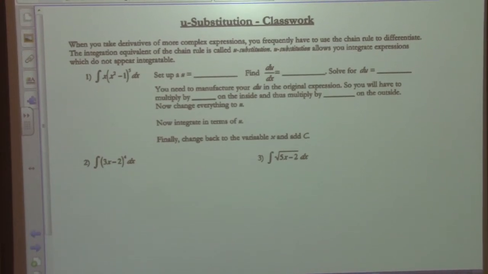Okay, we're going to be continuing on U-substitution. When we talked about U-substitution yesterday, we said U-substitution is to integrals analogous to what we've done earlier in this class, first semester. What do we say U-substitution was analogous to?